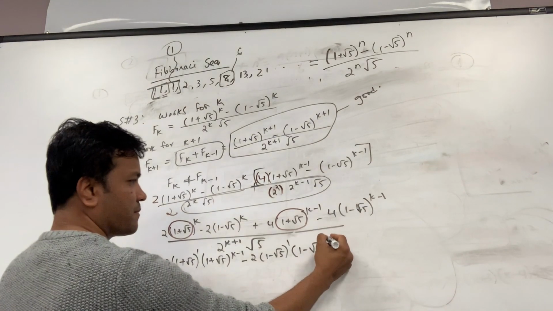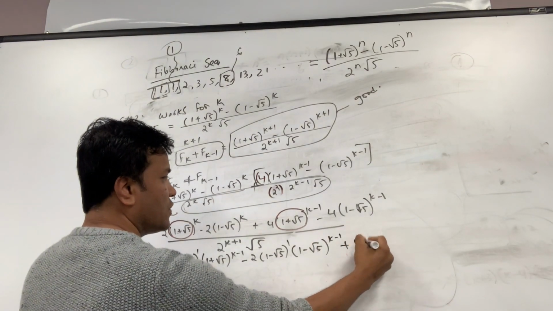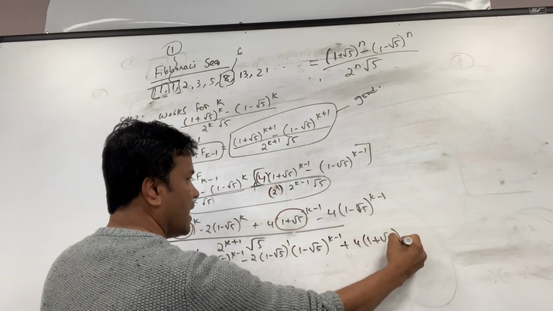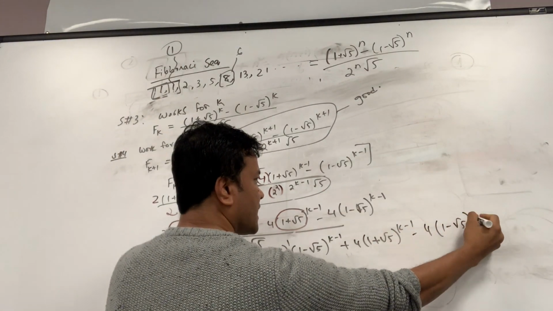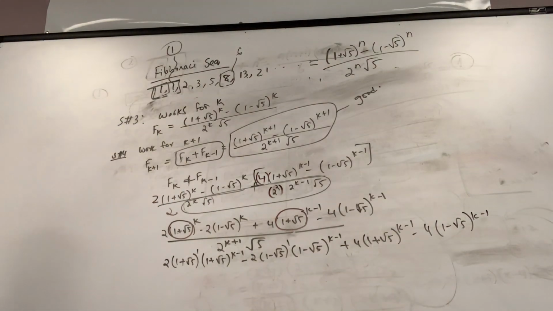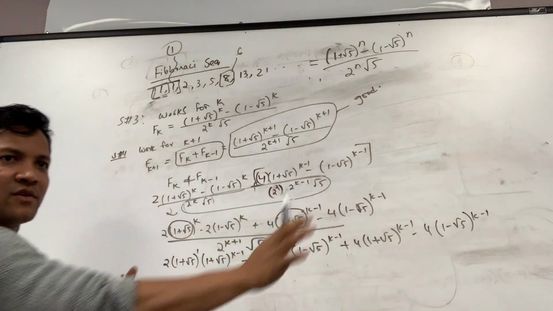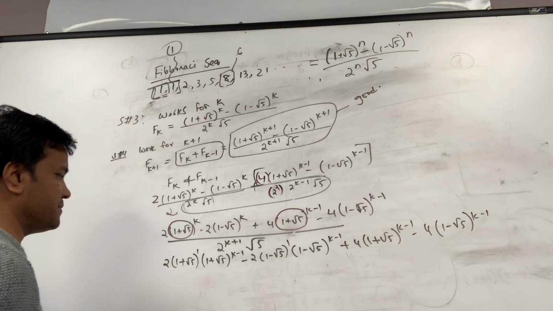K minus 1, plus 4 times (1 plus 5). K minus 1, minus 4 times (1 minus 5). K minus 1. Now we're going to move the things around so that we can factor out.